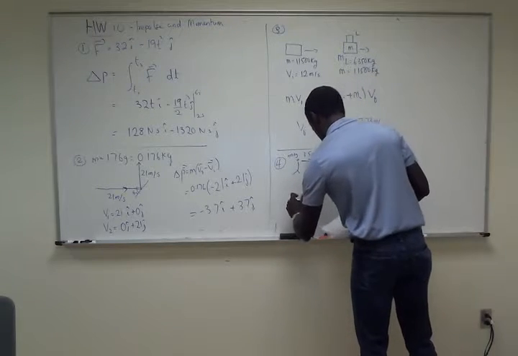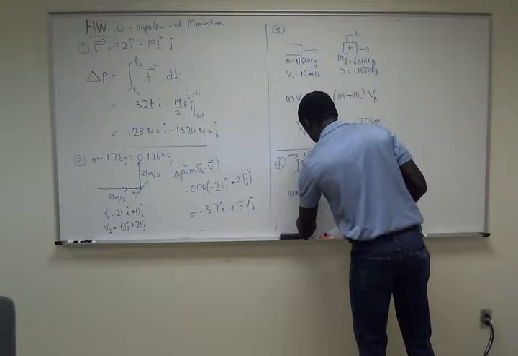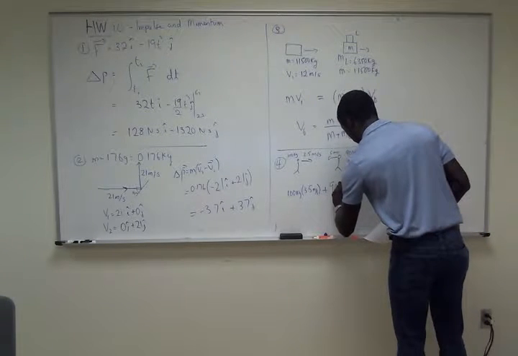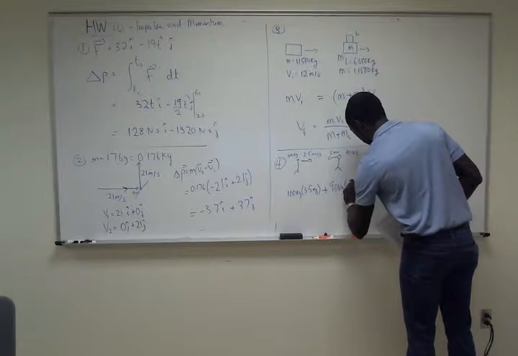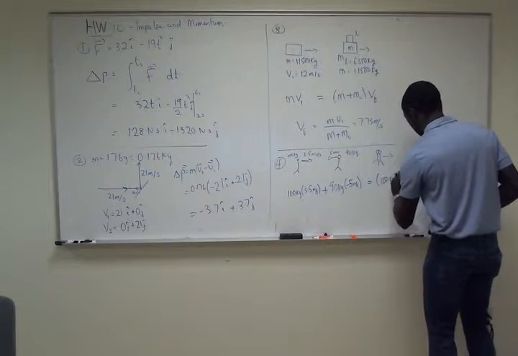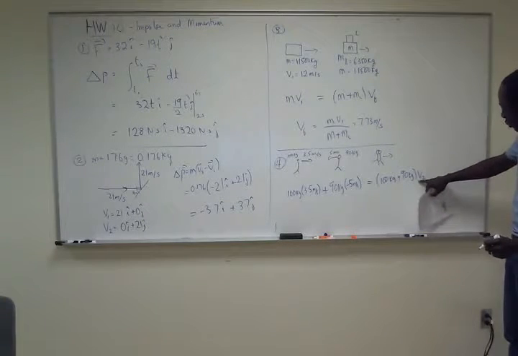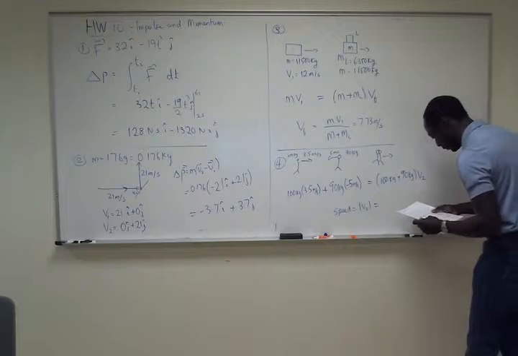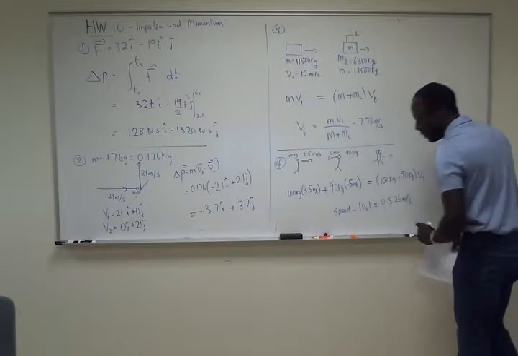So the momentum before will be the 100 kilograms times this initial speed, 3.5 meters per second, plus the momentum of the other player, who weighs 90 kilograms. But since he's moving in the minus x direction, we have to put the speed here as negative. That should be equal to, when they collide, the sum of their masses, 100 kilograms plus 90 kilograms, times this final velocity. So we have to solve for V2. Since we're trying to find the speed, that will be the amplitude of V2, which comes out to be 0.526 meters per second.